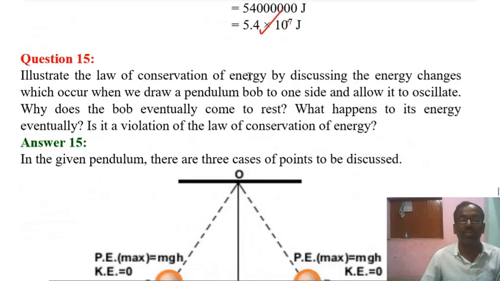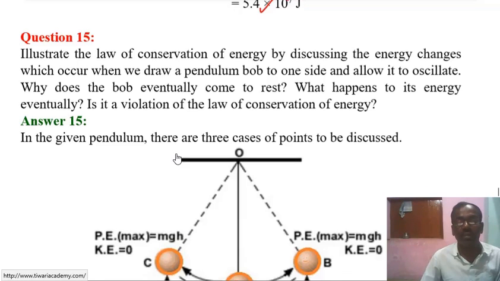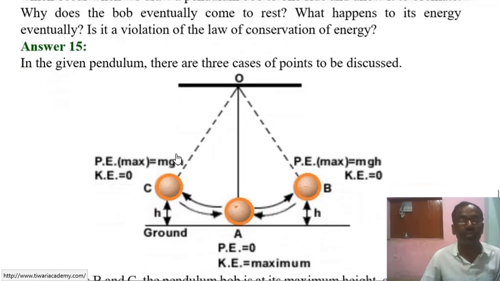Illustrate the law of conservation of energy by discussing the energy changes which occur when we draw a pendulum bob to one side and allow it to oscillate. Why does the bob eventually come to rest? What happens to its energy? This is the given pendulum. There are three points to be discussed.